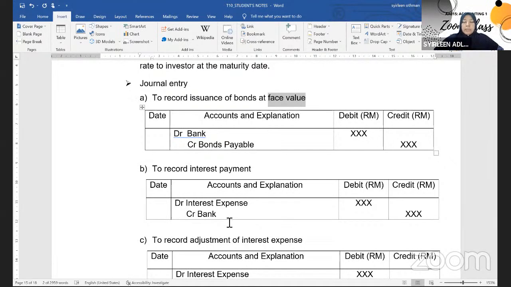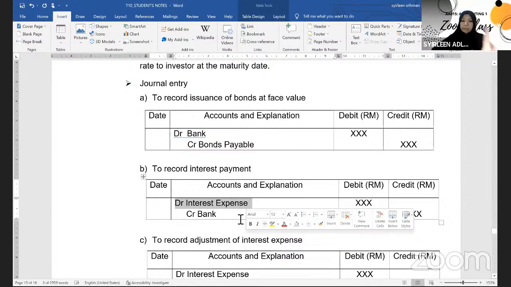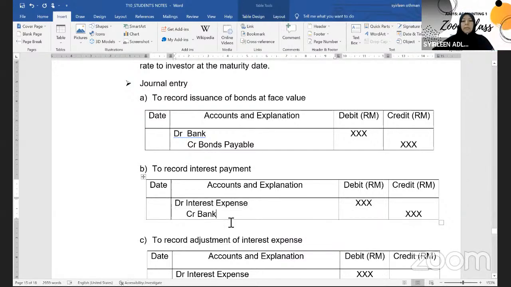Okay, interest ni selalunya kita akan bayar like quarterly ataupun every 6 months. Okay, depending on your agreement. Okay, so bila kita record payments tu, kita akan debit our interest expense. Okay, kita terus make payments for that. Okay, and kita akan credit bank.